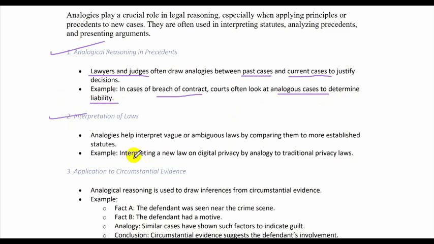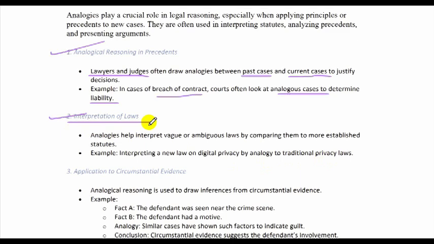Interpretation of laws. Analogies help interpret vague or ambiguous laws by comparing them to more established statutes. Example, interpreting a new law on digital piracy by analogy to traditional piracy laws.